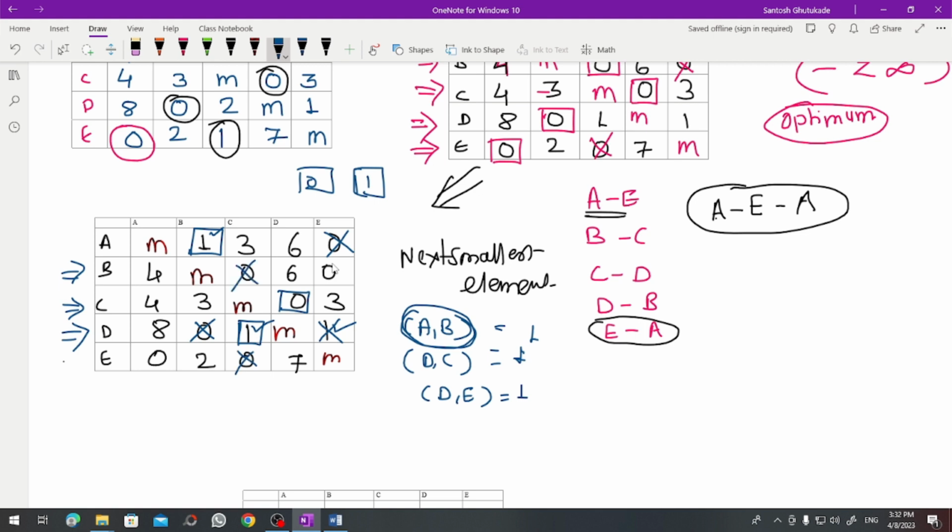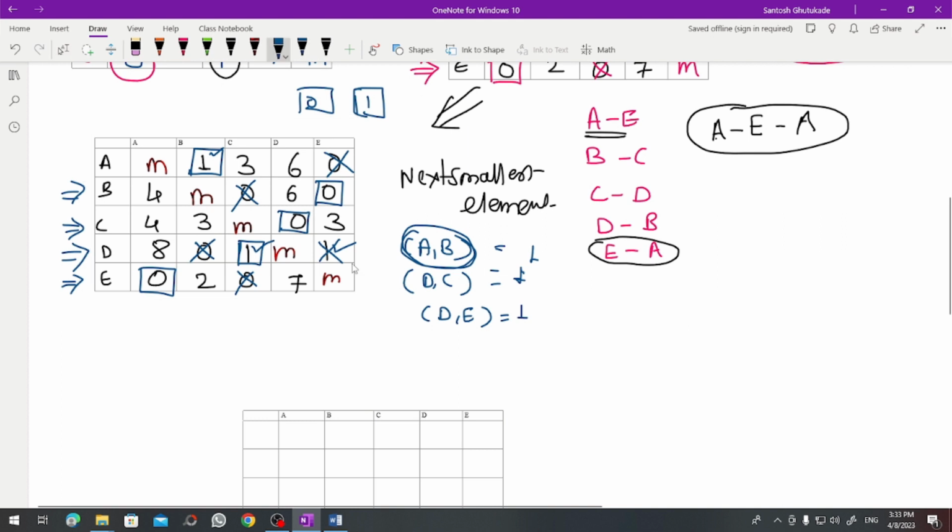Then coming to the last row, in the last row only one 0 is left, so here we will give the assignment and we will cross the zeros in that column and row. Then again return back to row A. Here the assignment is already there. In row B, one 0 is left, so we will give the assignment here and check for other zeros. Now in each row and in each column there is an assignment, so we can say there is an answer. So here A to B, then B to C, C to D, D to A, and E to A.